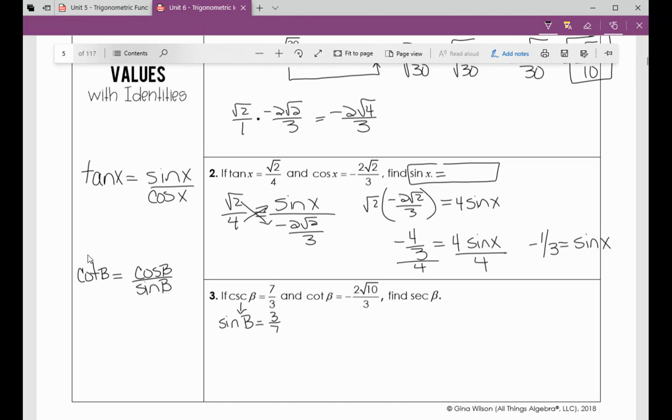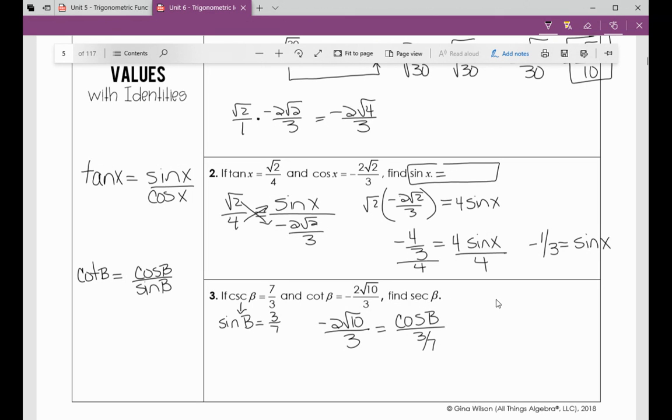Then I'm going to plug the numbers that I know into that identity that I chose. So cotangent beta is negative 2 square roots of 10 over 3 equals cosine beta over 3/7. And once I figure out what cosine is, do not forget to go back and flip it because you need the reciprocal. You're actually solving for secant, cosine's reciprocal.